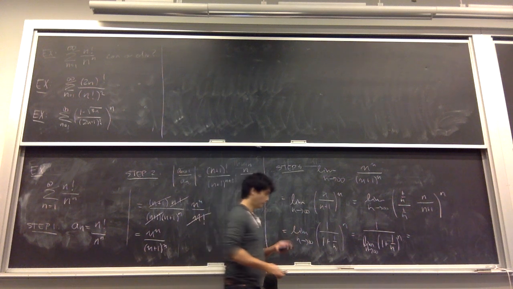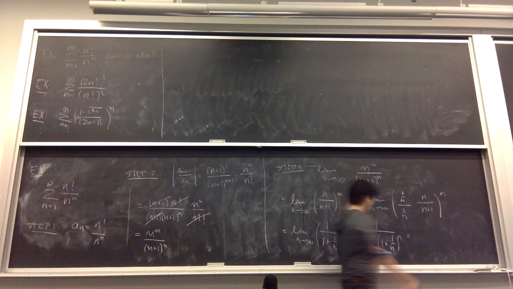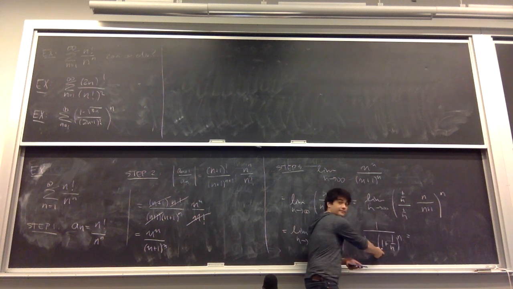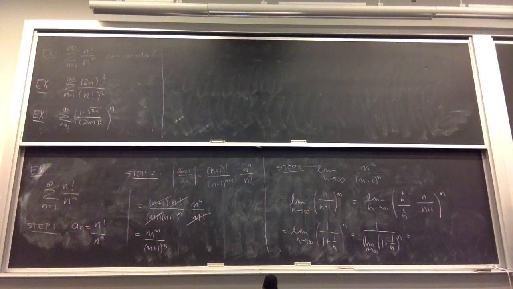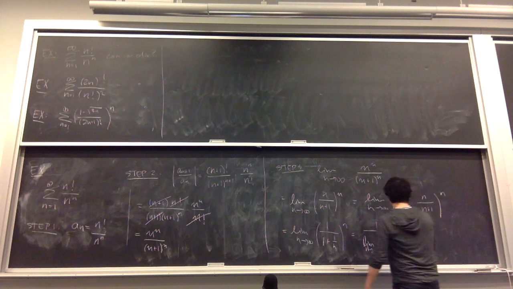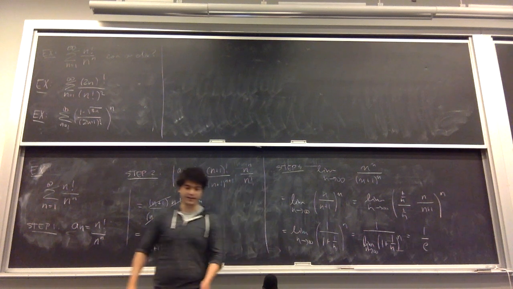It's 1. Nope. This is e. It is one of the special ones you have: 1 plus 1 over n to the n goes to e to the 1. So that to the 1 is 1. Okay, so this ends up going to 1 over e. So don't forget you have these special limit identities.